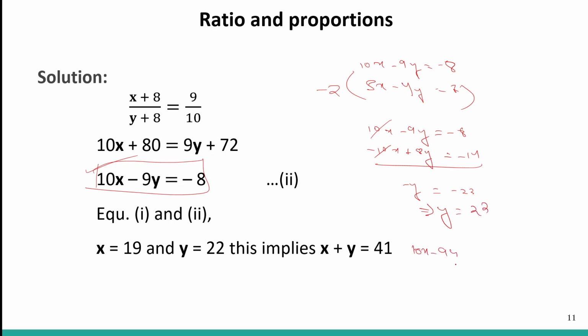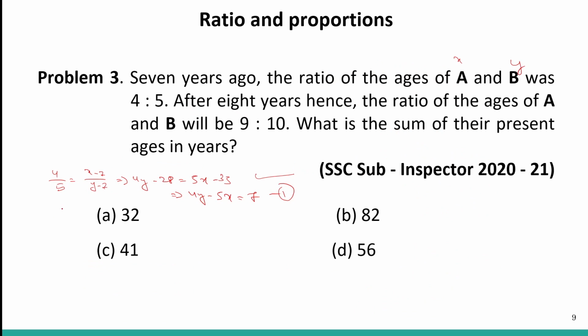10x minus 9y is equal to minus 8. So if y is equal to 22, this implies that x will be 19. So this implies that x plus y is nothing but 41. So 41 will be the correct answer. So 41 here is the correct answer. These are all wrong. So this question seems a bit tricky, but there is nothing to it.